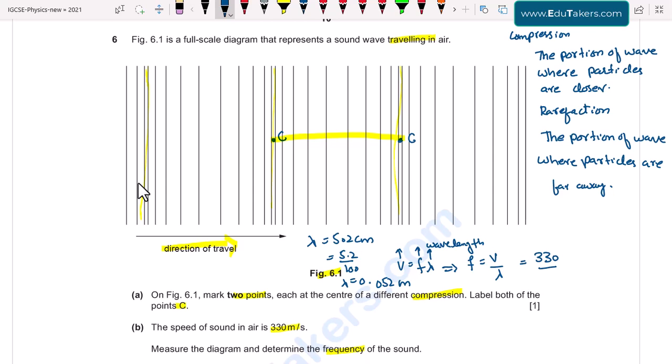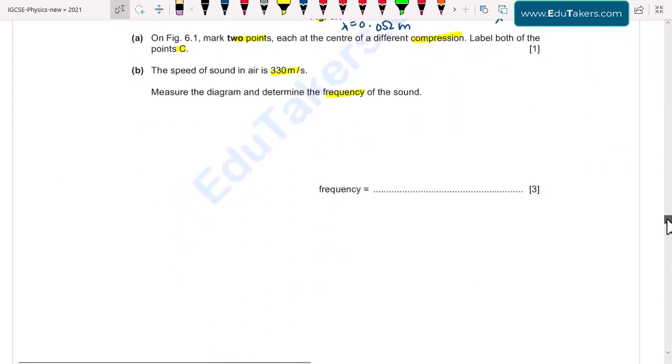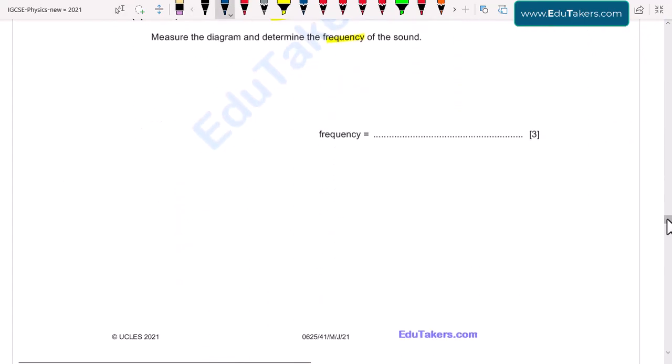So by putting values here, 0.052, the frequency comes to be 6300 Hz. So this is the frequency of sound. I write here: frequency is equal to 6300 Hz. Next part.